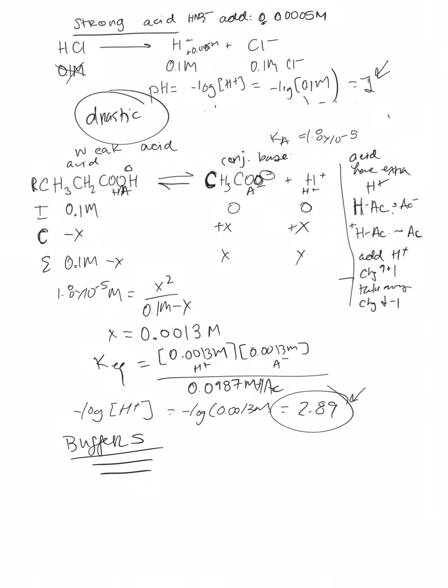Let's say we're going to add in 0.1 molar. So now we have negative log, and that 0.1 molar of HNO3 is going to split up entirely, and that H is going to add to that H, and we get negative log of 0.1 molar plus 0.1 molar. That's going to give us negative log of 0.2, which gives us 0.699.